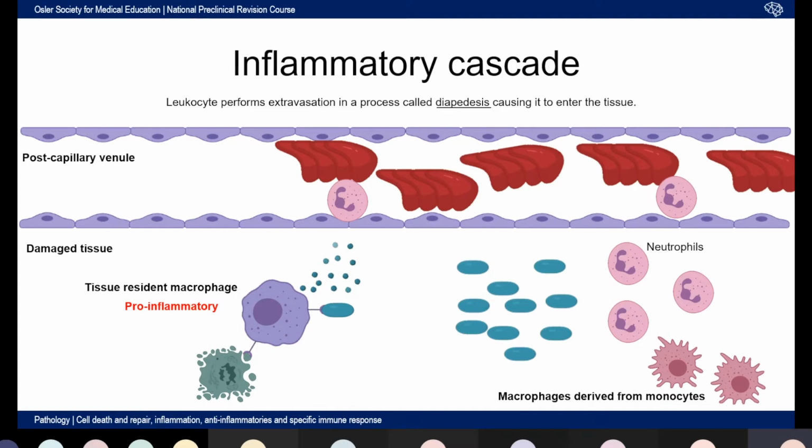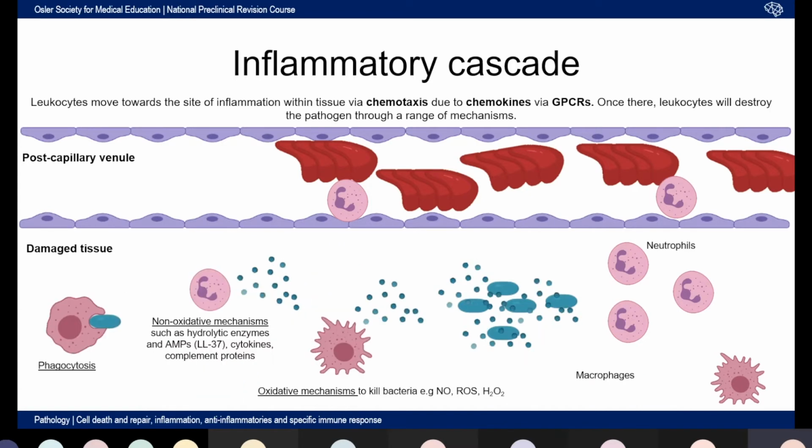So now they're in the tissue. So now they actually need to destroy the pathogen. Now, the way they destroy it is three mechanisms. The three mechanisms are broken down, or at least I think the best way to see it is, phagocytosis, non-oxidative mechanisms, and oxidative mechanisms.